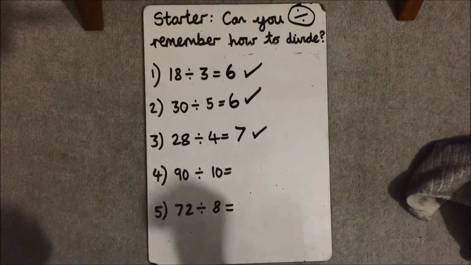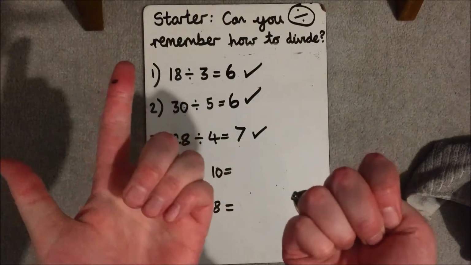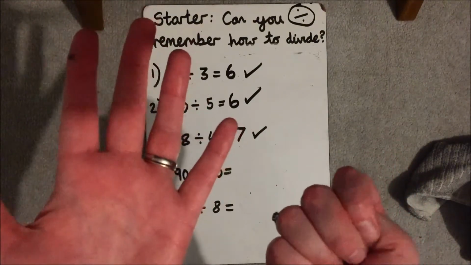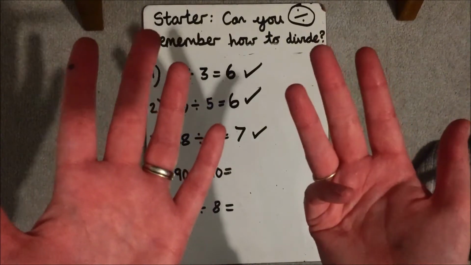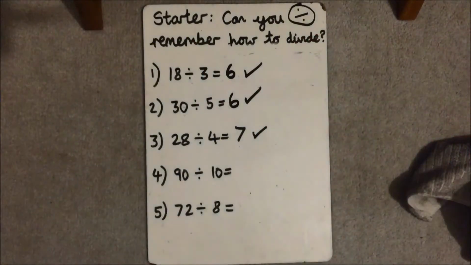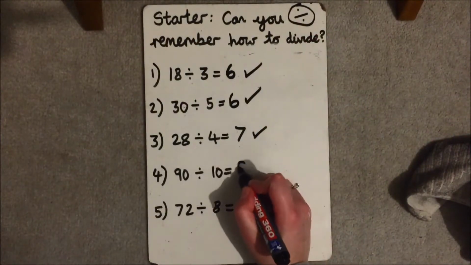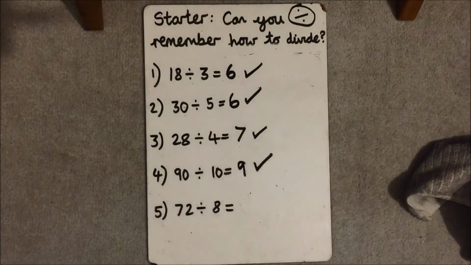Number 4, counting in 10s. Ready? 10, 20, 30, 40, 50, 60, 70, 80, 90. How many 10s did we count? 9. 90 divided by 10 or shared by 10 is the same as 9. Give yourself a tick. Last one.